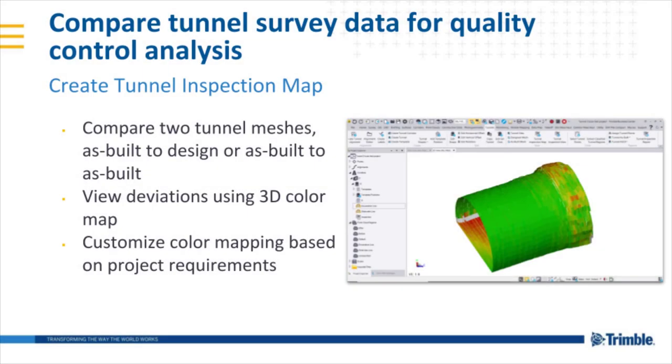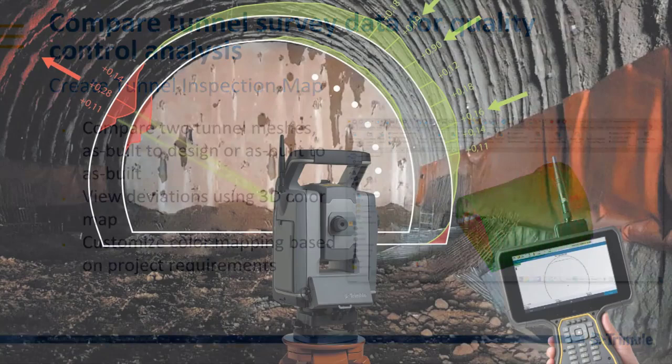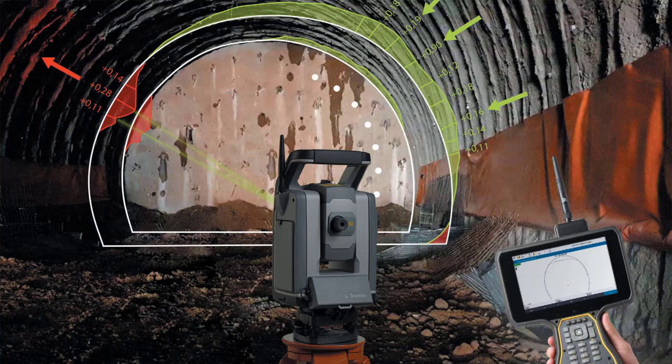Welcome to this Trimble Business Center tutorial demonstration video on the new Create Tunnel Inspection Map command in Trimble Business Center Tunneling Module version 5.4. The tunnel inspection map is used to compare two sets of data for quality control analysis, such as in excavation, shotcrete, or lining control applications.